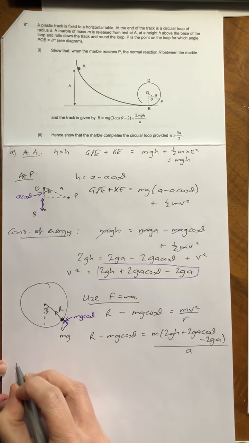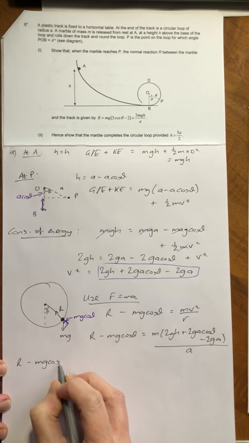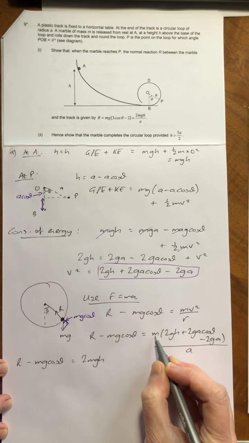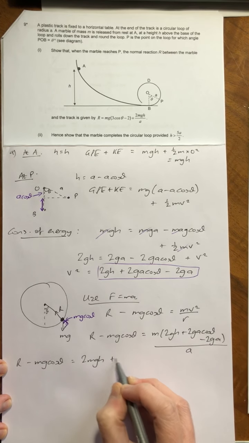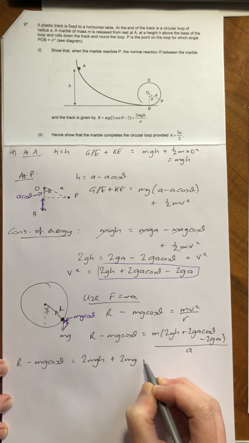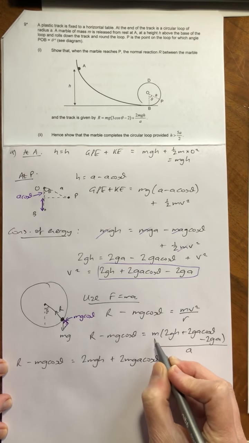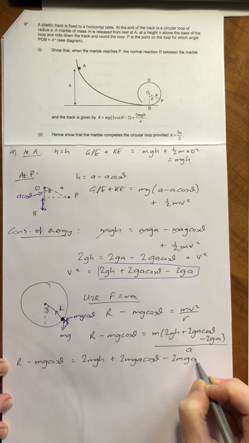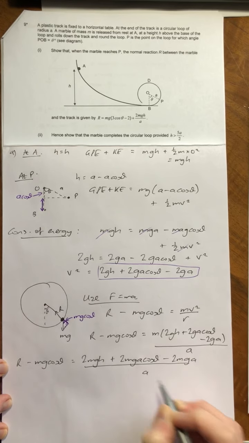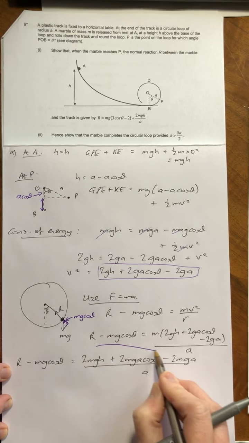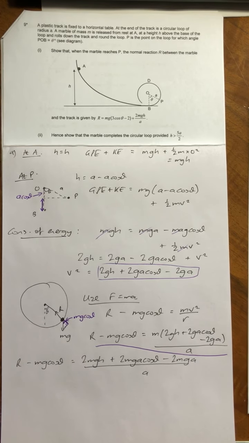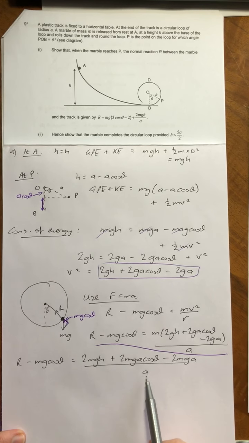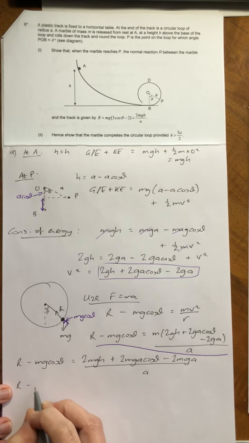So R minus mg cos theta equals, so I'm going to have 2mgh plus 2mga cos theta and negative 2mga, that's all over a, so that is my previous line. And here, well, I've got a factor of a in there, which would cancel, but I haven't there, so I'd have to separate those first.